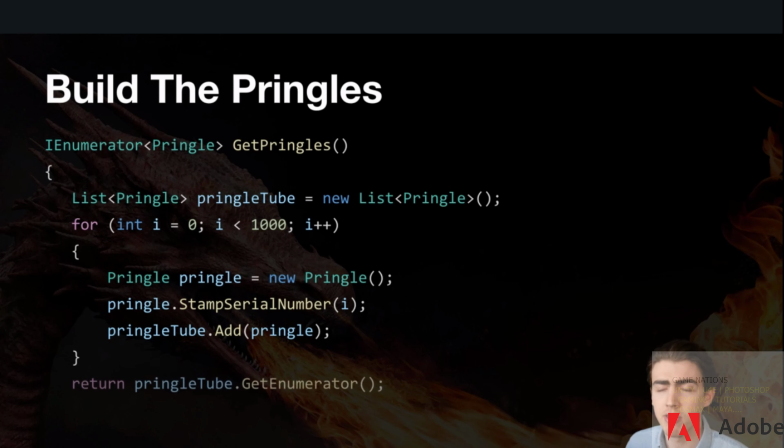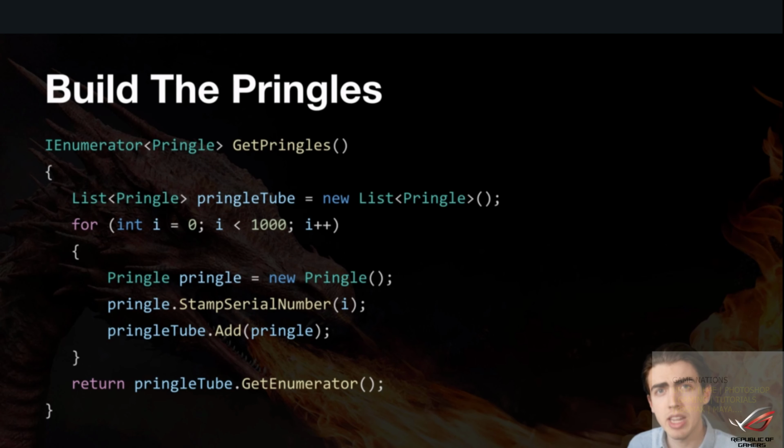And then at the end of my function, I can turn a list into an enumerator, because if you think about it, a list is more powerful than an enumerator and can definitely implement the enumerator interface. So you can just convert it into an enumerator, and then it just gets accessed one by one. So this is all well and good. That's if you want to build your entire set of Pringles before you start.